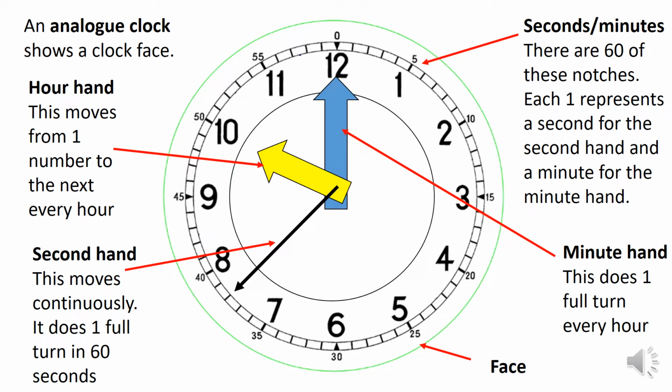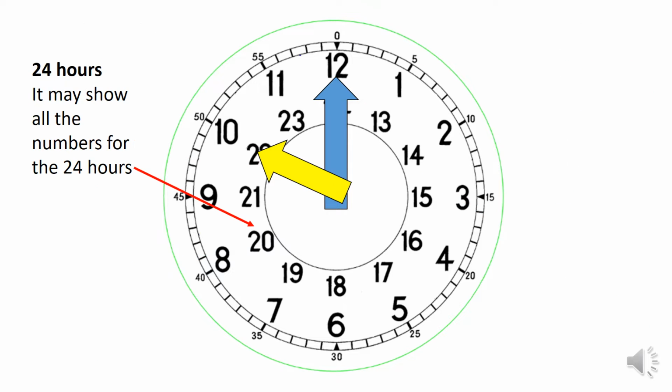We also have these little notches on the clock face. There are 60 of these notches, and each one represents a second for the second hand and a minute for the minute hand. On some clocks, it may show all the numbers for the 24 hours.